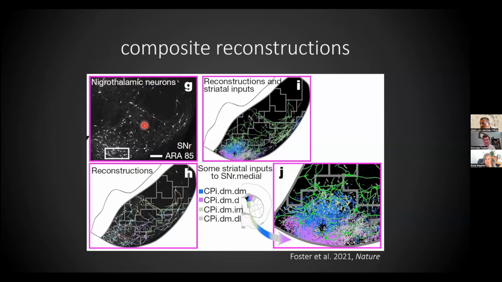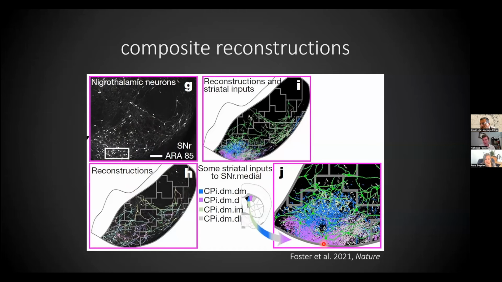And so for this final slide here, I just wanted to show how I used rabies to label neurons in the SNR. And because they're so well labeled, we were able to reconstruct a subset of these neurons to see part of their dendritic structure. And then I took that reconstruction image and overlaid it with reconstruction images of some of the striatal inputs to the substantia nigra at that level and layered them all together here.